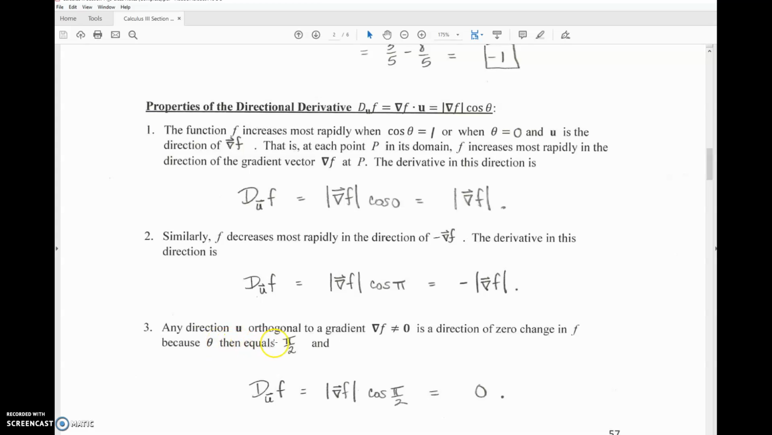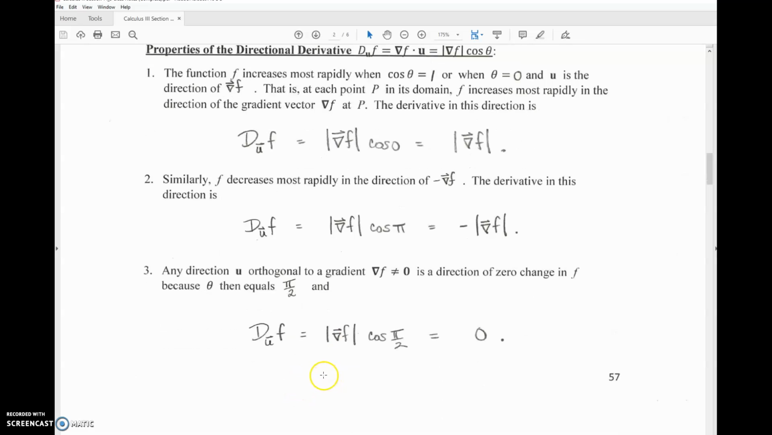Any direction u that is orthogonal to a gradient of f not equal to 0, of course, is a direction of zero change. That's like walking along the side of the hill, but you're not going up or going down, right? So u is orthogonal to the gradient of f there. So that's when theta equals pi over 2, and that means that the derivative of f in the direction of u in that direction is 0. There is no change. Again, think of that as walking along the side of a hill.